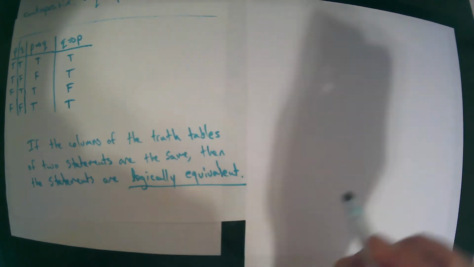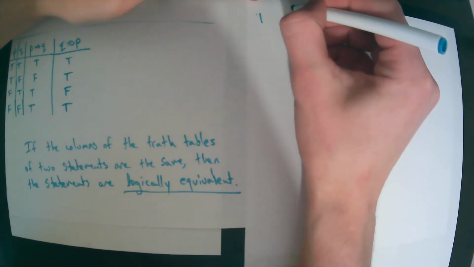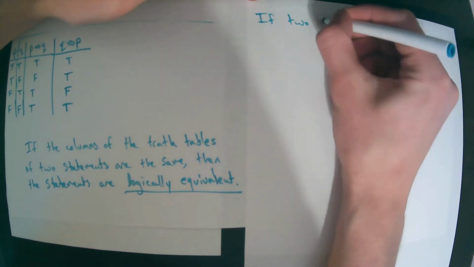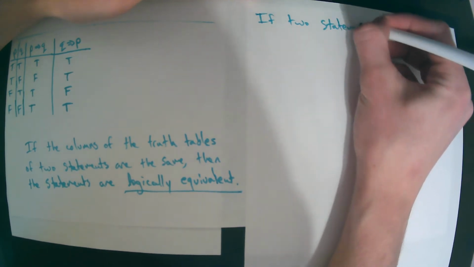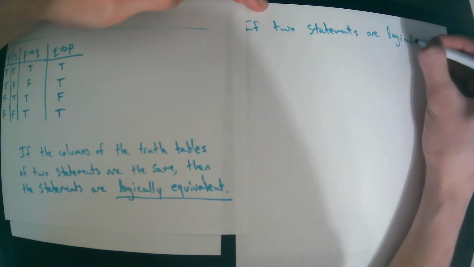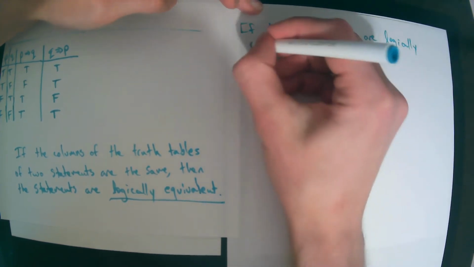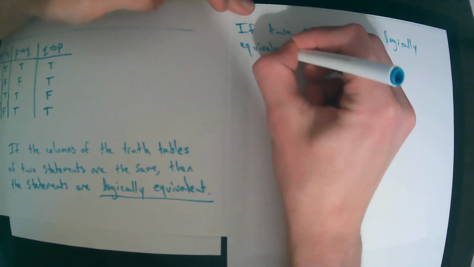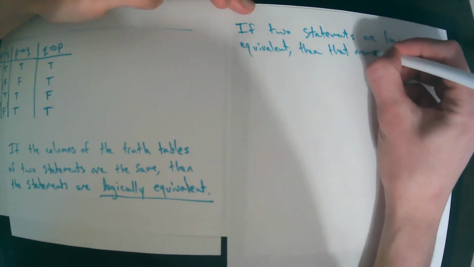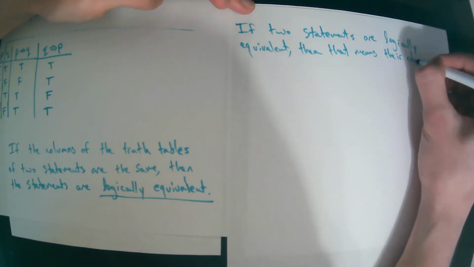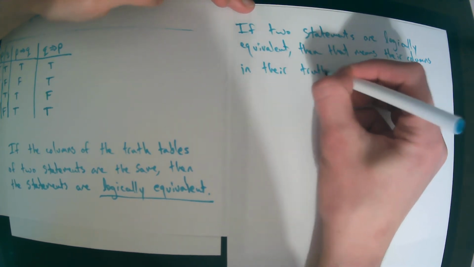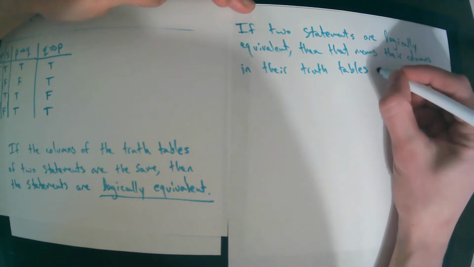What I actually meant to write down here was, what did I mean to write down? I meant to write it in this order: if two statements are logically equivalent, then that means their columns in their truth tables are the same. I was trying to make a point and I messed it up. That's what I meant to write.